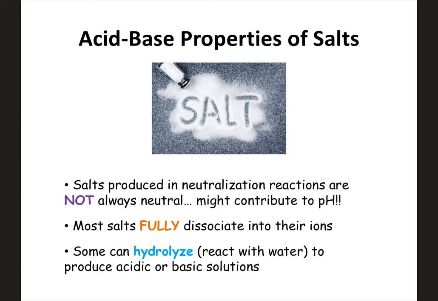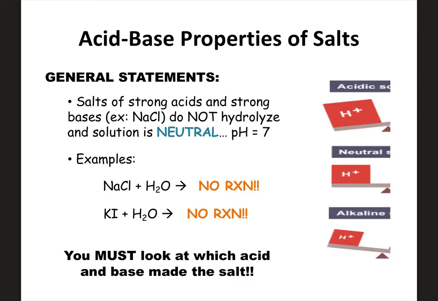So now we need to look at the salts that form and think about whether or not they will contribute to the pH, whether or not they will hydrolyze with water to produce an acid or a base solution. So some general statements we need to think about first. Anytime you have a salt that was formed from a strong acid and a strong base, like NaCl, they're not going to hydrolyze and the solution is going to be neutral, or a pH of 7.